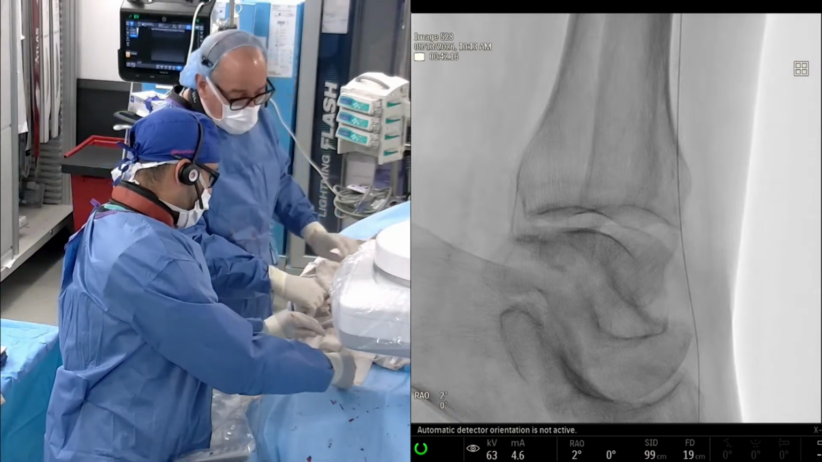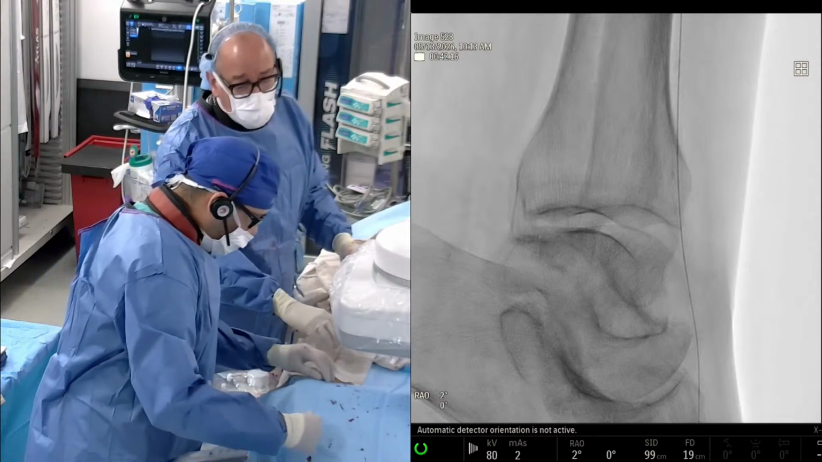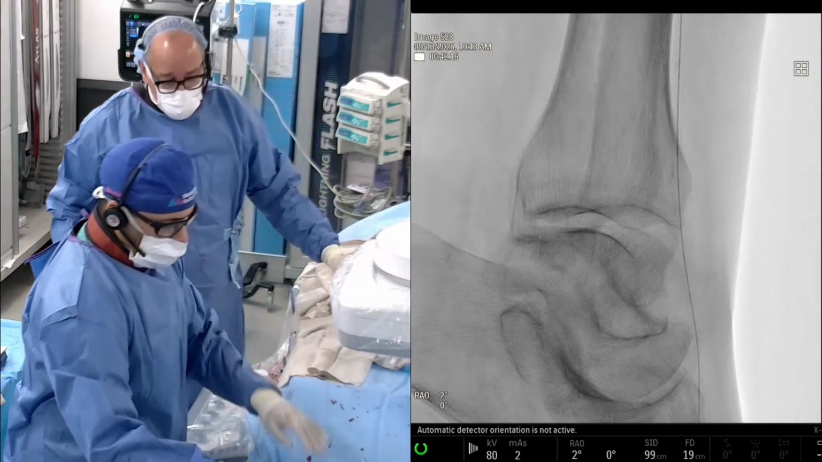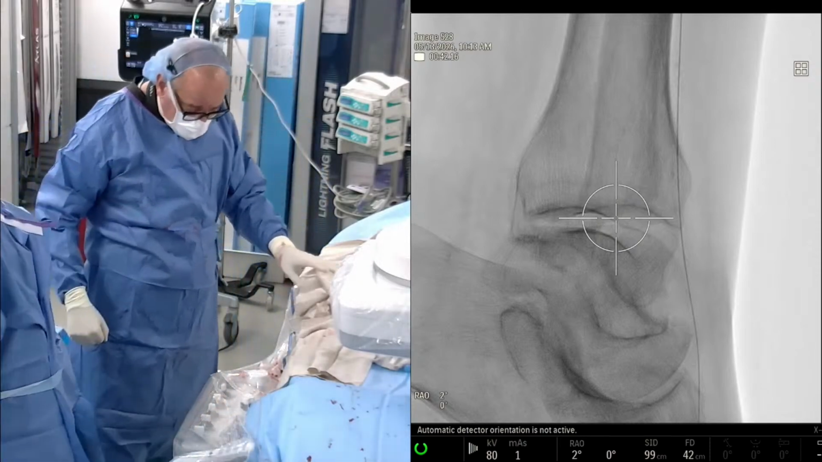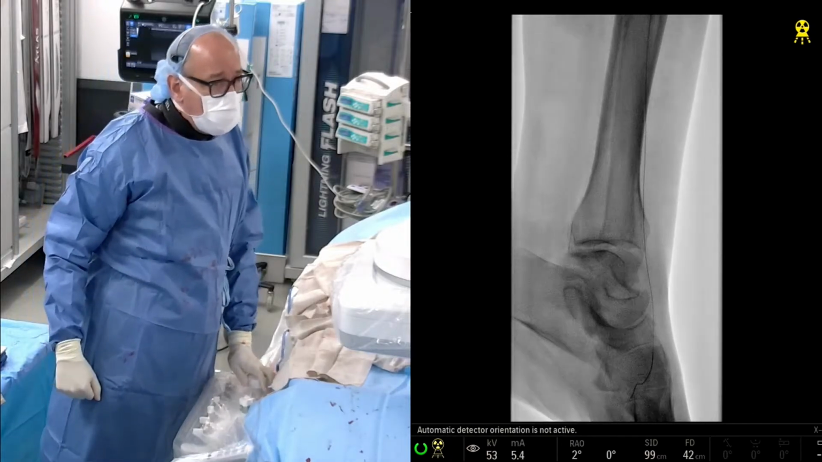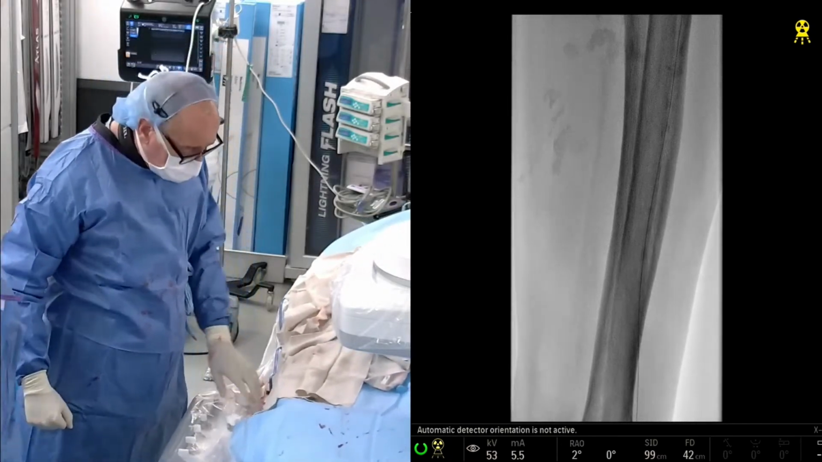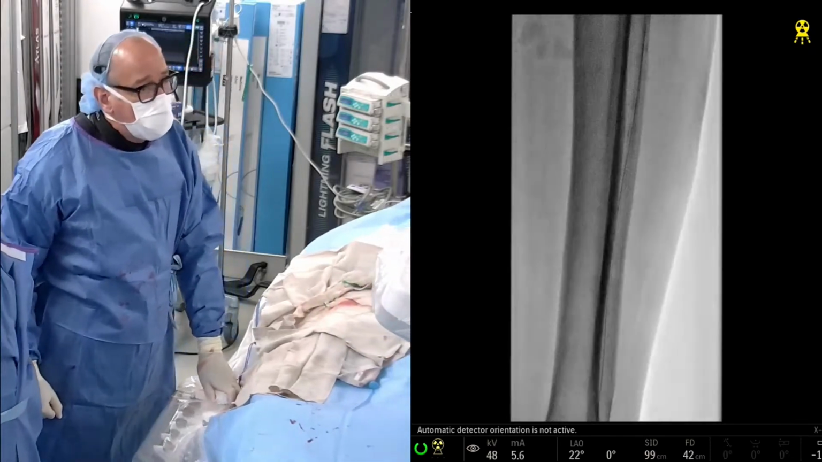So just to summarize, we just crossed the anterior tibial artery. We have a good support wire in the dorsalis pedis. I'm going to demag now because we're going to do intravascular ultrasound. And we're going to talk about how we're going to prep this vessel so we can get the greatest amount of luminal gain.